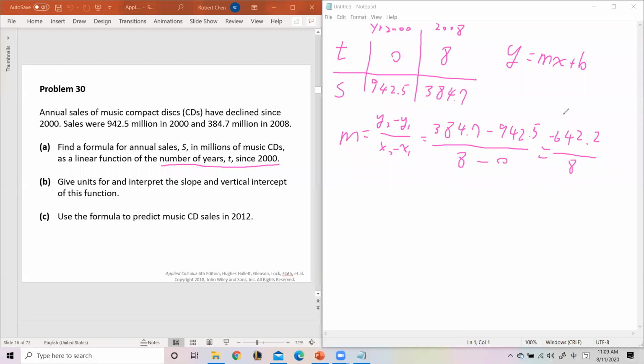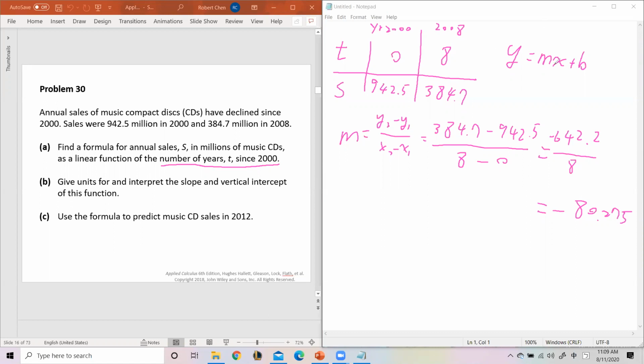All right, and you get negative 642.2 over 8, and you can punch that into a calculator. And that's going to be negative 80.275. Okay, so we get m.